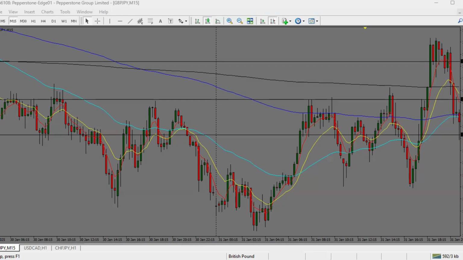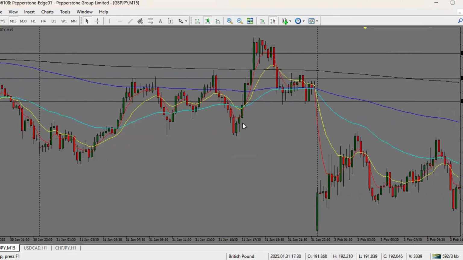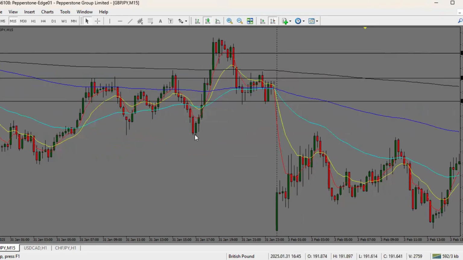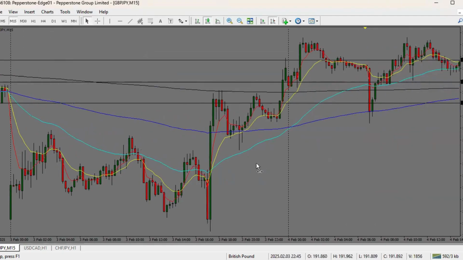When the price is above the 50 EMA, we have an uptrend, and so it means we look for buy setups. And when the price is below the 50 EMA, we have a downtrend. That means we are looking for sell setups. For example, when the market is above, we are looking for buys. And when the market is below, we are looking for sells, right? When the market is above, we are looking for buys. When it's below, we are looking for sells.